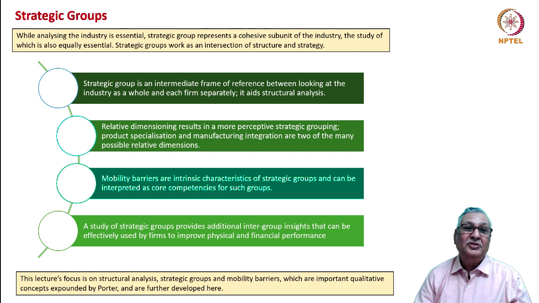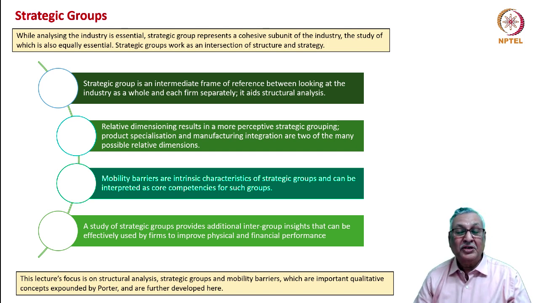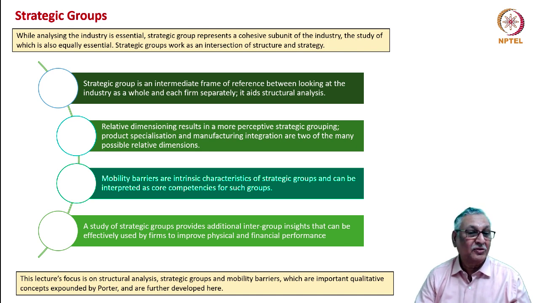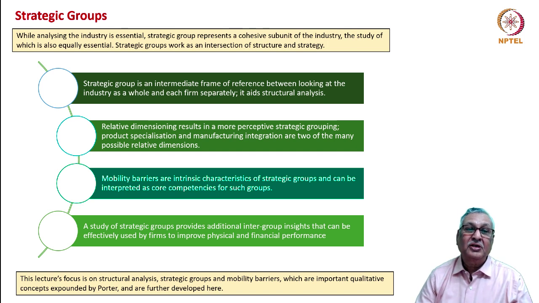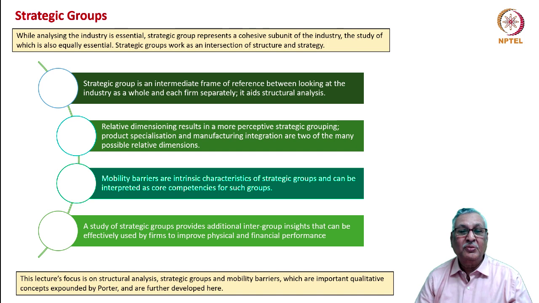Relative dimensioning of strategic groups helps us look at firms in multiple ways. It is a very perceptive way of looking at different firms, to understand how firms can be of different strategic nature within the same industry. For example, product specialization and manufacturing integration are two of the many possible relative dimensions for understanding the strategic groups within an industry.